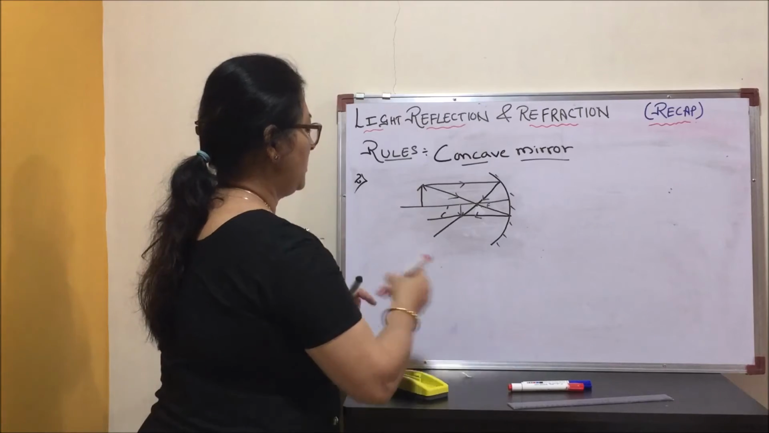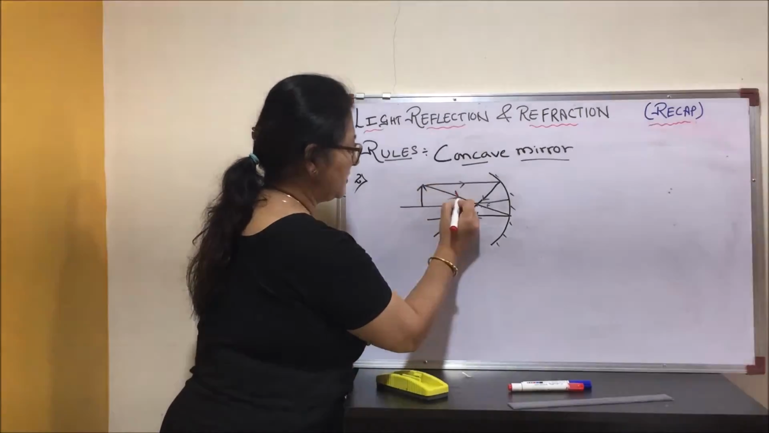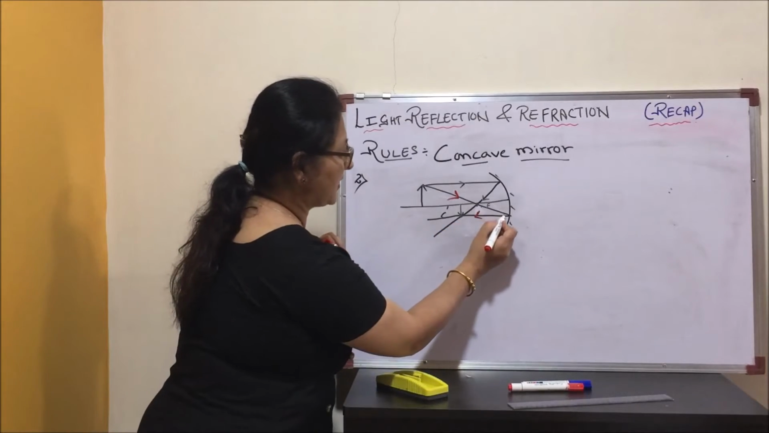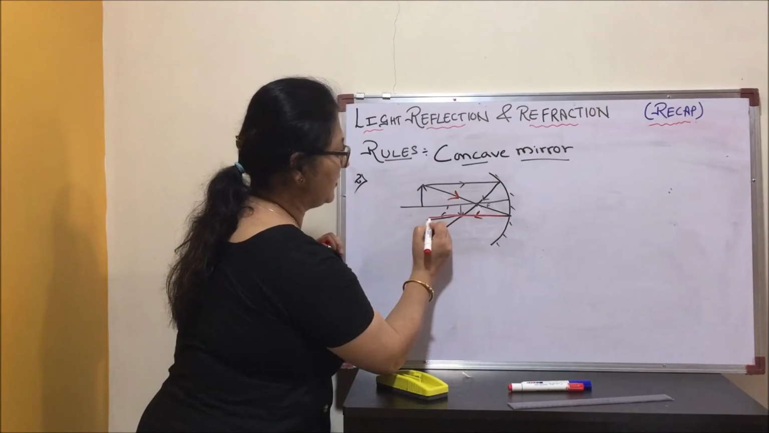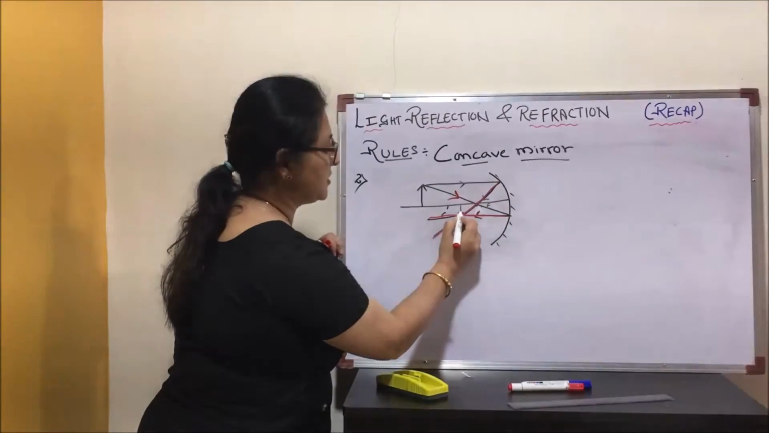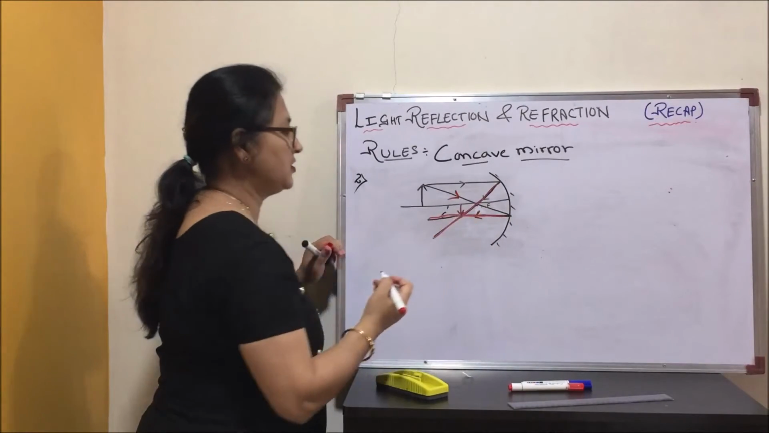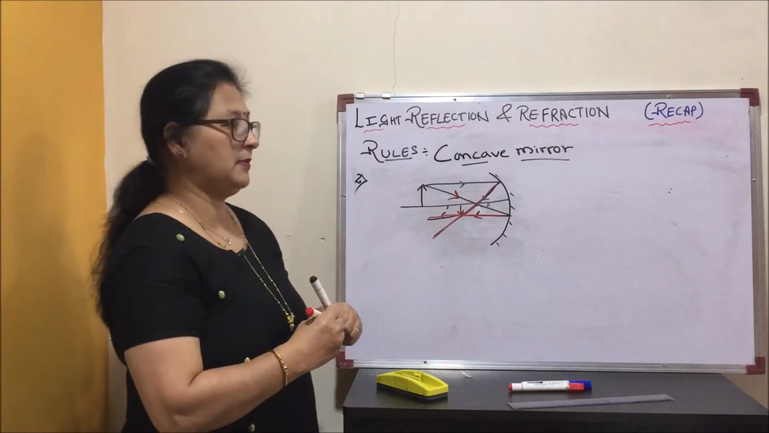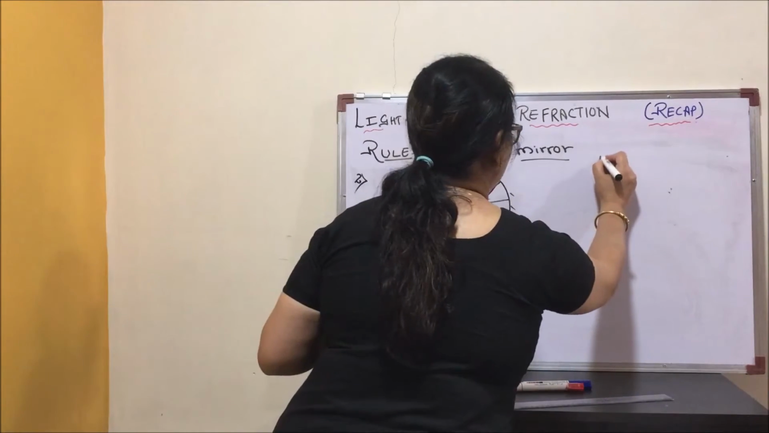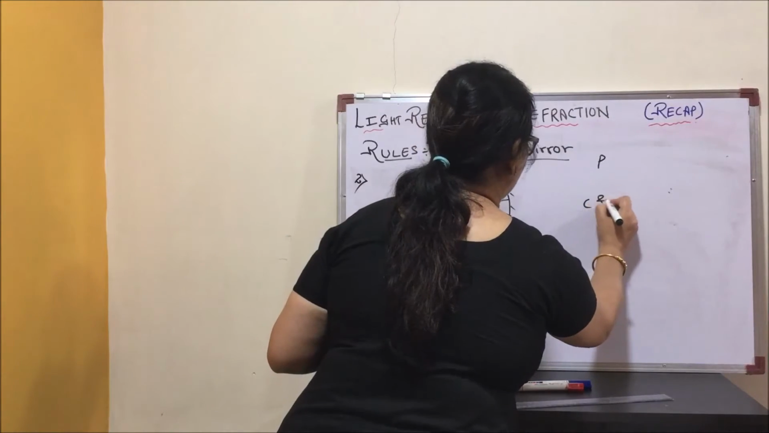Clear, children? This is the refracted ray, right? The red one is a refracted ray from here, and this is also a refracted ray. So they are meeting over a point, and an image is formed over here. As you can see, the image is formed between C and F. So the position of the image is between C and F.